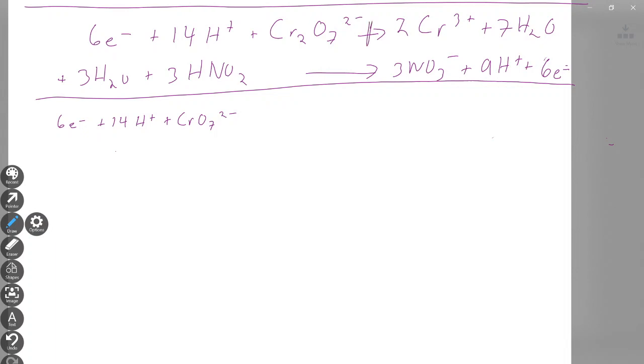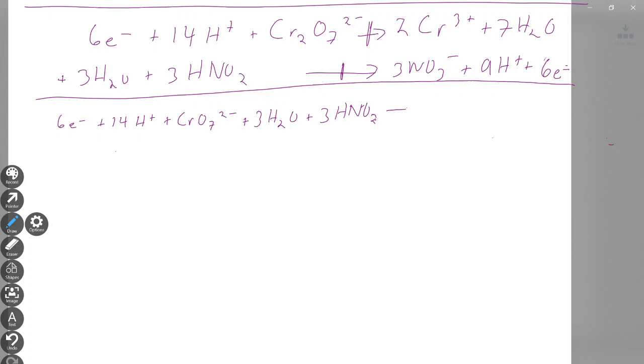Okay, and then I'll grab what's on the bottom. So plus 3H2O plus 3HNO2. Okay, and again, that gives me up to this point. So now I'll go to the other side.